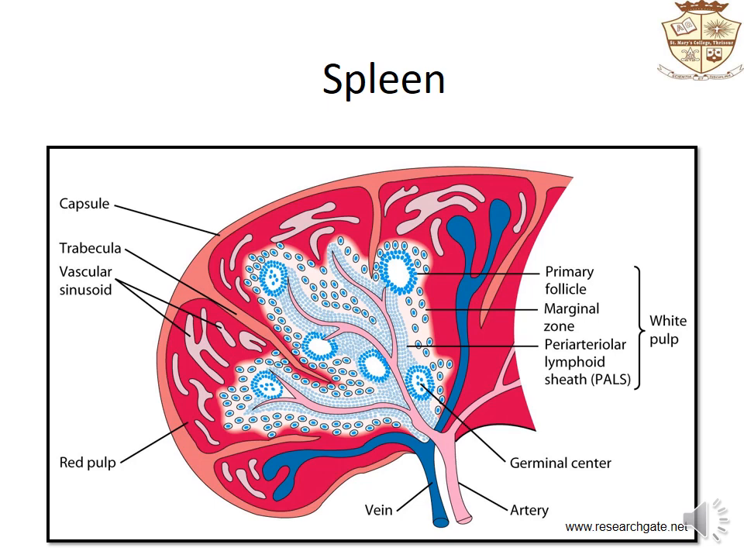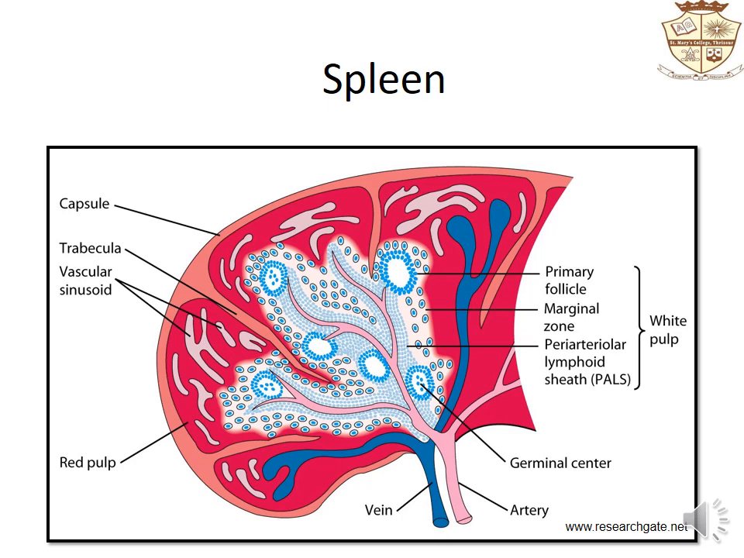The red pulp of the spleen contains a network of sinusoids. This area contains macrophages, red blood cells, and few lymphocytes. This is the area where old and defective RBCs are destroyed.